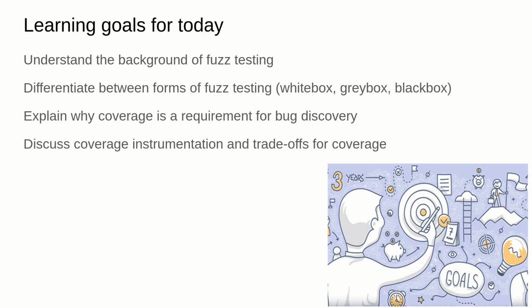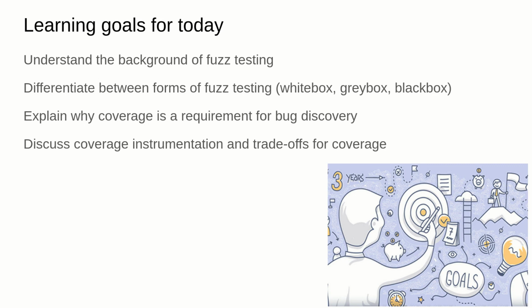The learning goals for today are as follows. First, we want to introduce and understand the background of fuzz testing, a simple automated testing technique. Then differentiate between different forms of fuzzing, such as whitebox, greybox, or blackbox testing. Also explain why coverage is a requirement for bug discovery and gives fuzzing a unique edge compared to other testing techniques. Then discuss coverage instrumentation, different kinds of trade-offs for coverage.